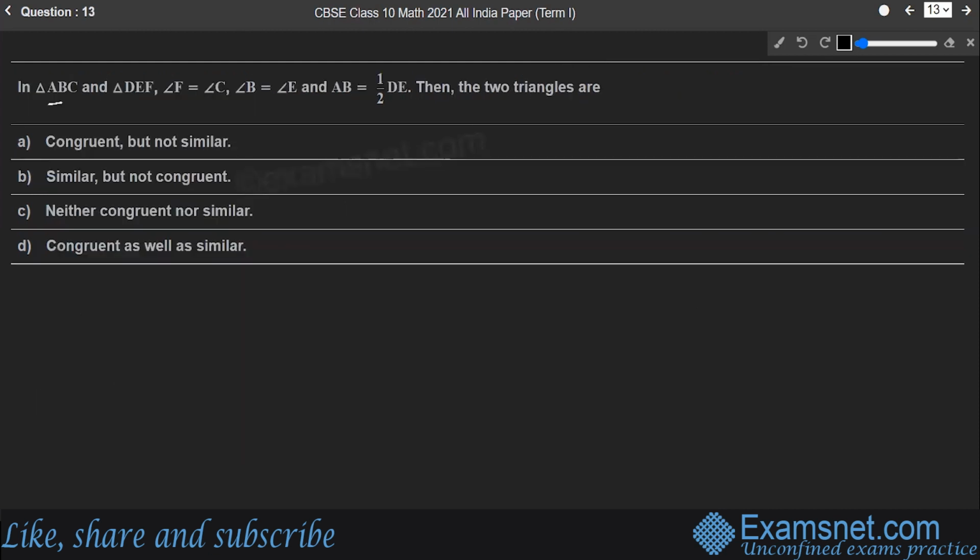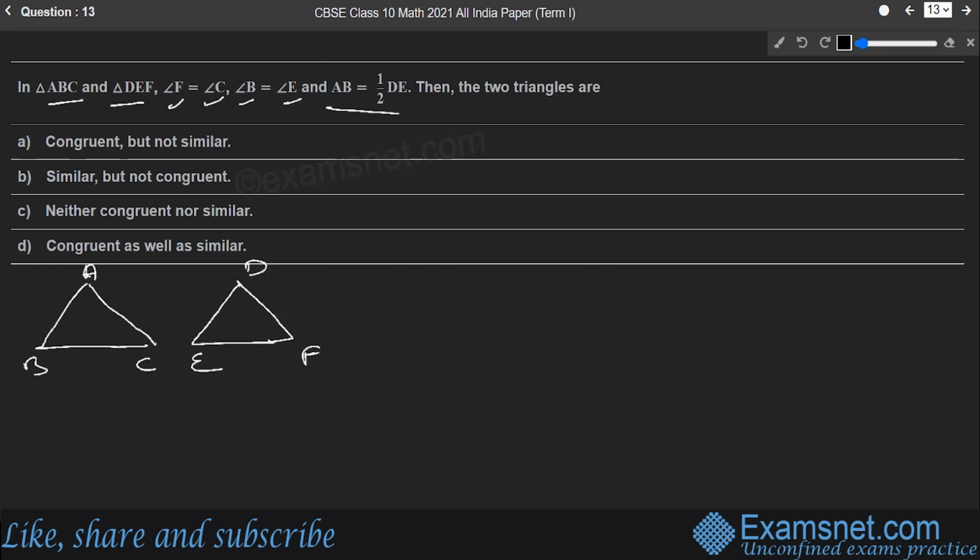Now, in triangle ABC and triangle DEF, angle C equals angle F, angle B equals angle E, and AB is given as half of DE. Let us draw the triangles and understand. This is the first triangle, and this is the other triangle. Let us name them A, B, C and D, E, F. Angle B is equal to angle E, and angle C is equal to angle F. They also say AB is equal to half of DE.